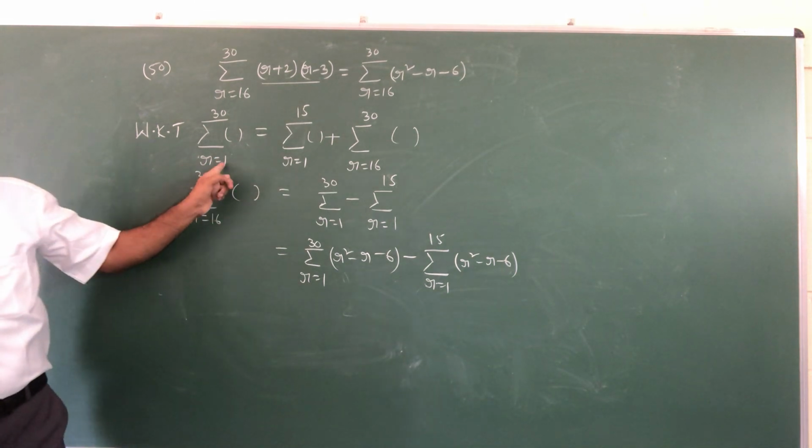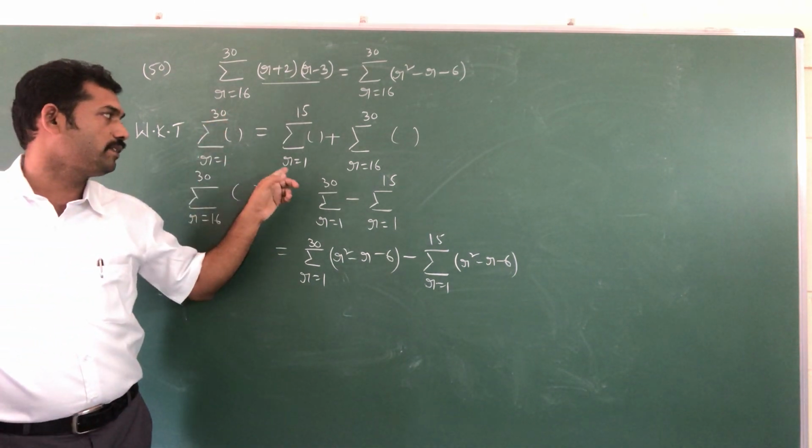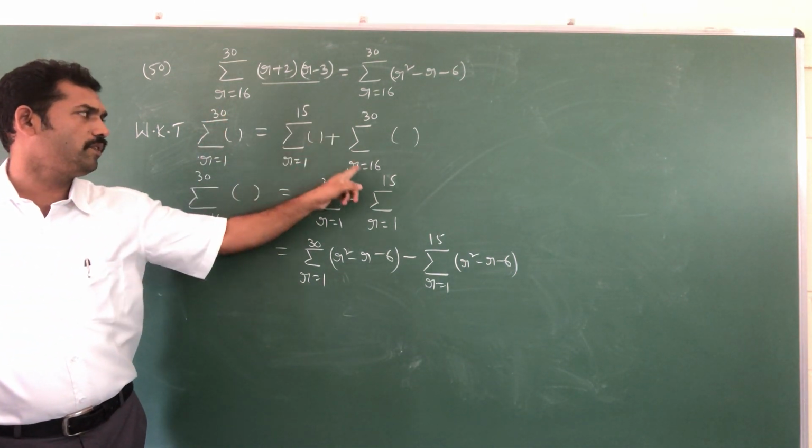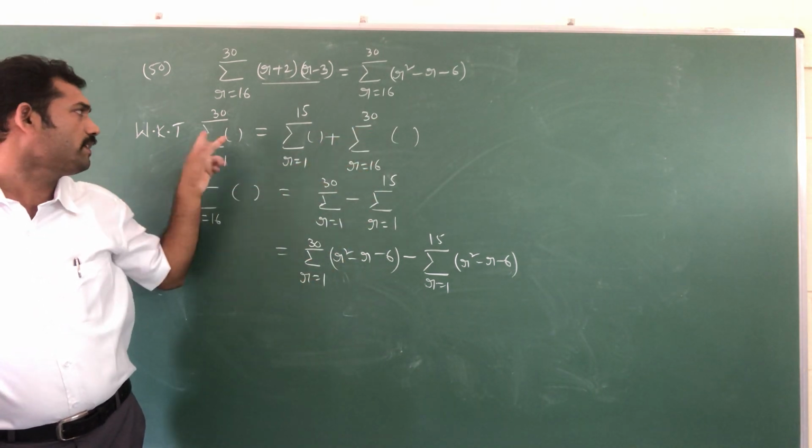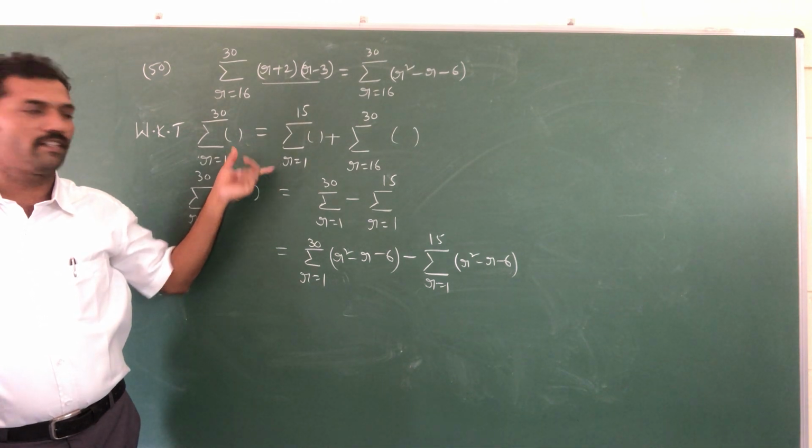We know that R is equal to 1 to 30 is equal to R is equal to 1 to 15 plus 16 to 30. So I require this value. This value means subtraction of these two.